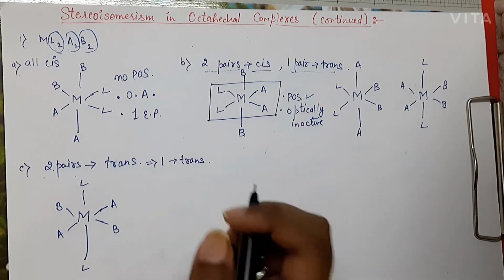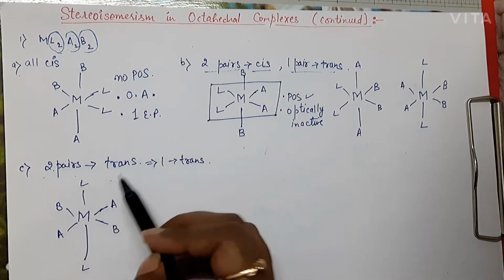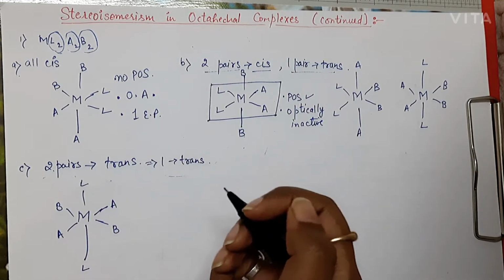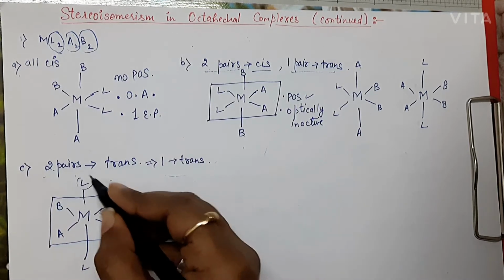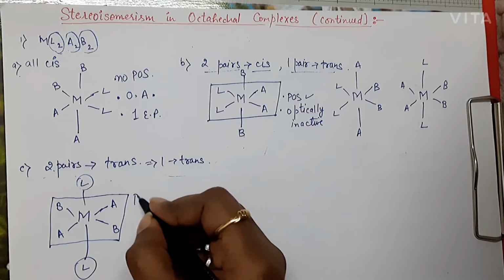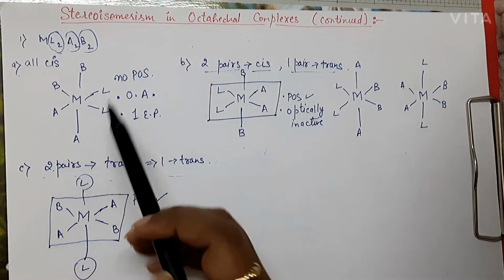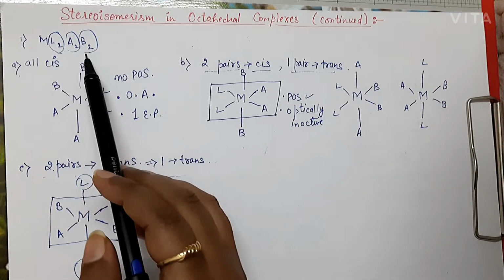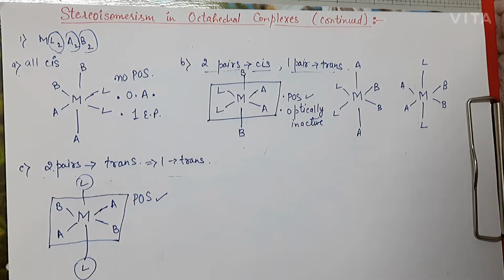So this is the third case in which I have tried to give two pairs trans position and the third was occupying trans position by itself. So here also we are having a plane of symmetry where these two L will be reflecting each other. So plane of symmetry is present, compound is optically inactive. So far for the case of ML2A2B2 we have these stereoisomers possible. So with this we'll move on to the next case.